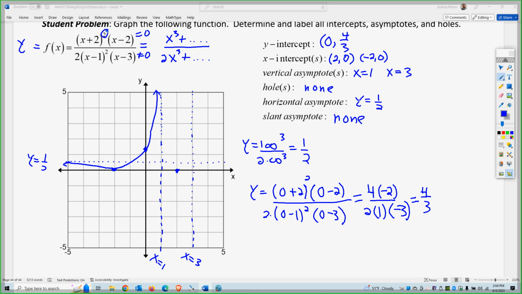Okay. On this one here, it's going to follow the vertical asymptote. It's going to cross the point and follow the vertical asymptote again. That's because it happens once, which is an odd number of times.